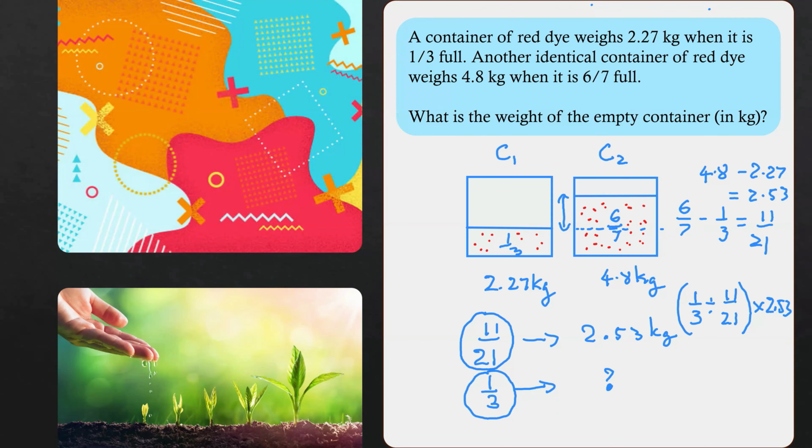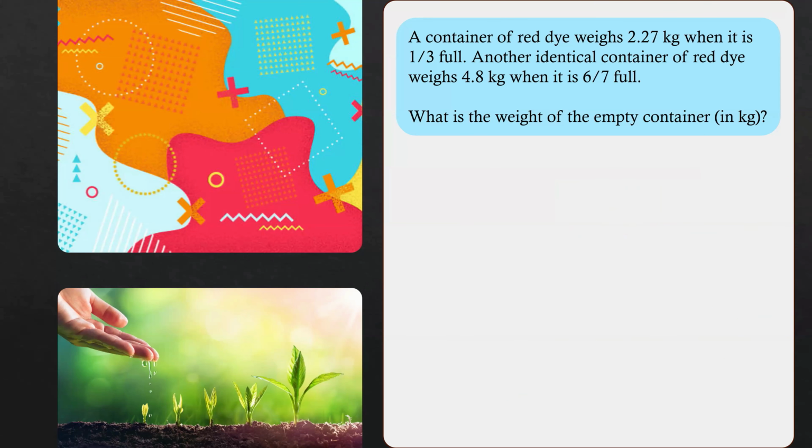So 7 out of 11 times with 2.53. All right, now if you have a calculator, it would be easy. But again, you are not supposed to use the calculator. So you have to do the calculation, right? So that's 7 times 2.53, then divide by 11. Okay, so that's what I'm going to do.